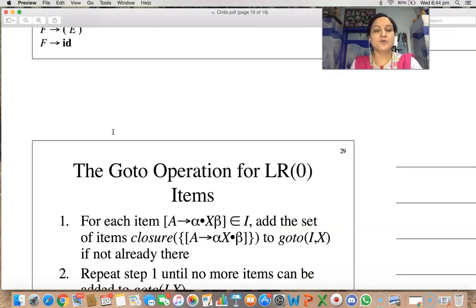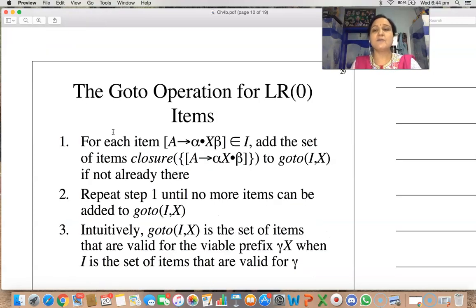Now how to compute the goto? Goto will tell us from any given state where the transitions go in the DFA. So what are the steps to compute the goto operation? For each item A tends to alpha dot X beta belonging to any state I. What is the meaning of this rule? Alpha is some grammar symbols available before the dot, and after the dot there is X, which means a non-terminal is there, or X is a terminal also. Capital X stands for terminal as well as non-terminal symbols of the given grammar.